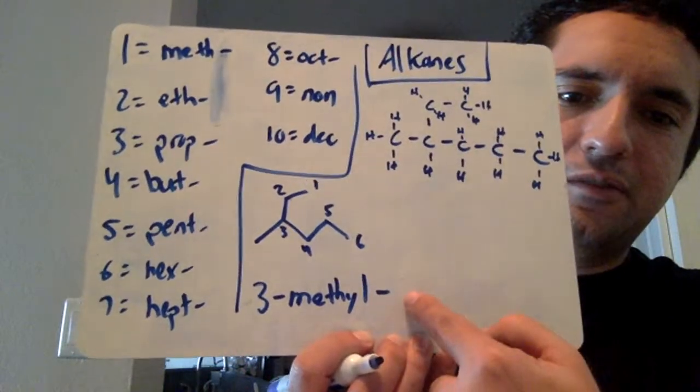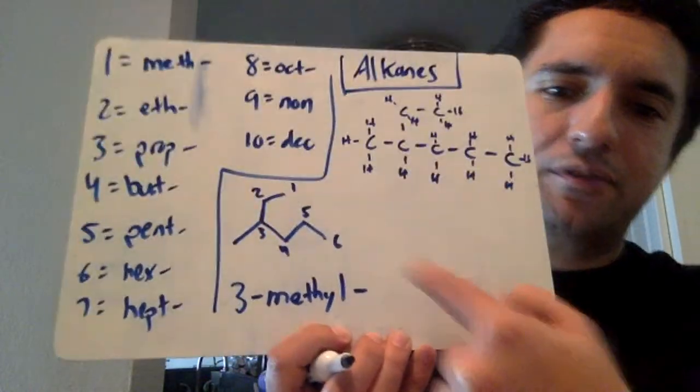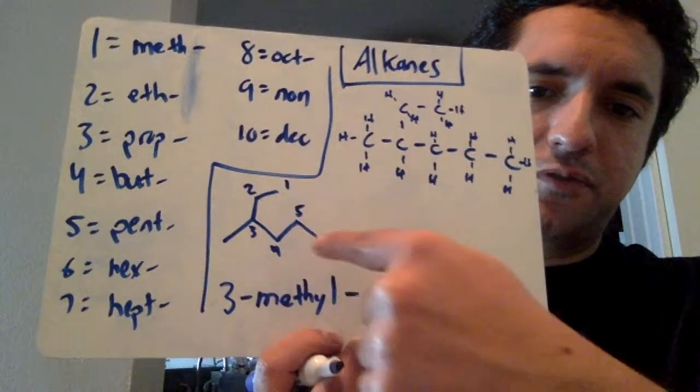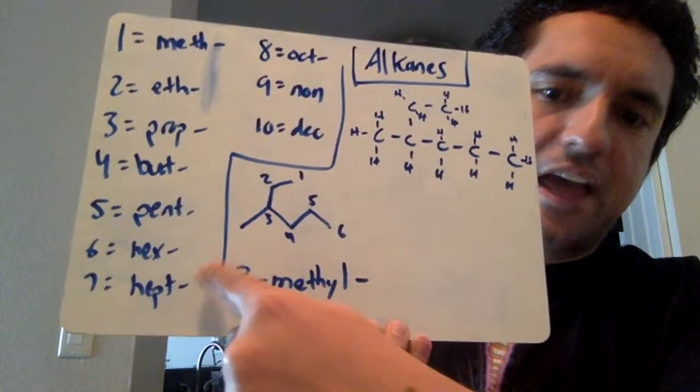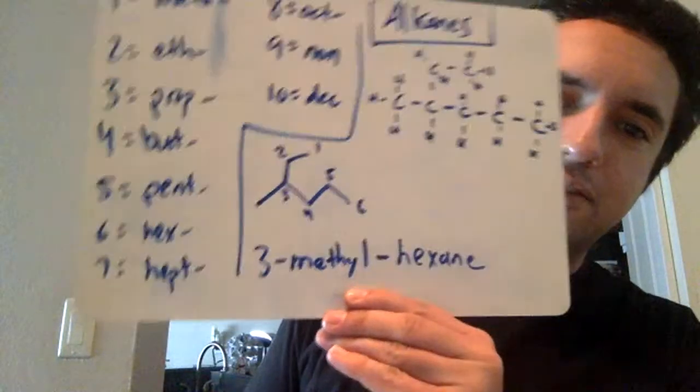And then we're almost done. This is just the name of the big backbone. So the big backbone is 6 carbons, 1, 2, 3, 4, 5, 6. So 6 is hex. So it's going to be hexane. So yeah, that's the name of that thing.